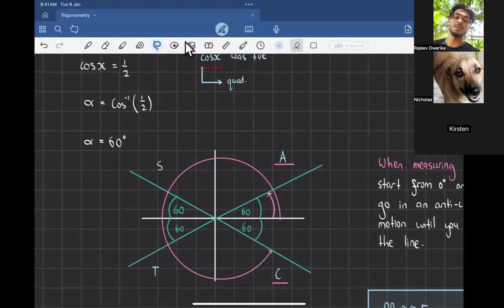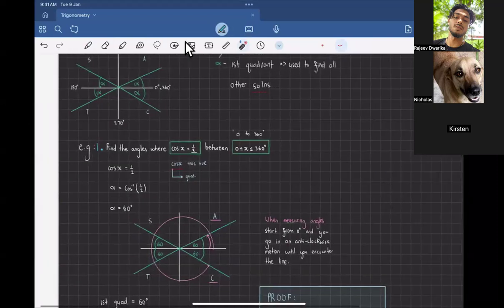So what I'm going to do now is put the 60 in all the other quadrants in this manner. I have my reference angle here in the first quadrant, here in the second quadrant, like so in my third quadrant, and like so in the fourth quadrant.